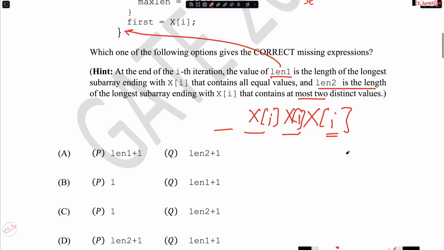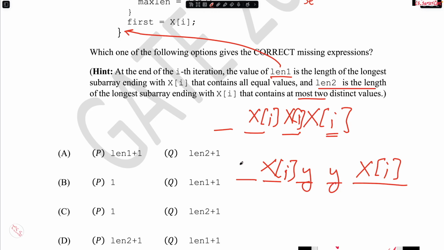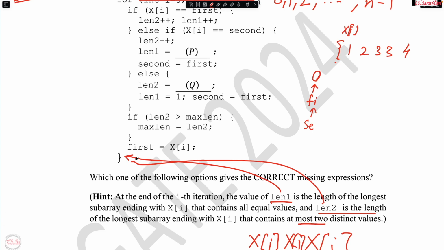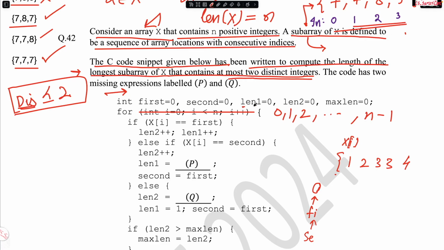Fine, so let's take the xi. This is the current ith iteration value of xi, and preceding this there could be any number of xi at any location, or there could be one other symbol, let's say y, and its length is going to be calculated, and that length is going to be equal to len2 at the end of the ith iteration. So the intent of len1 and len2 is already provided to us. We do not need to interpret that. But for first and second, we will have to do that. And how are you going to understand the intent of the code?